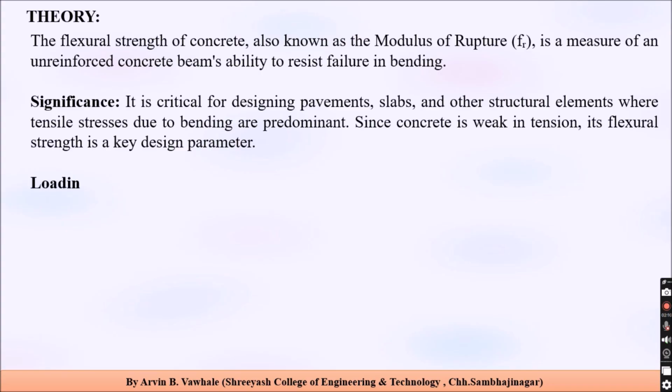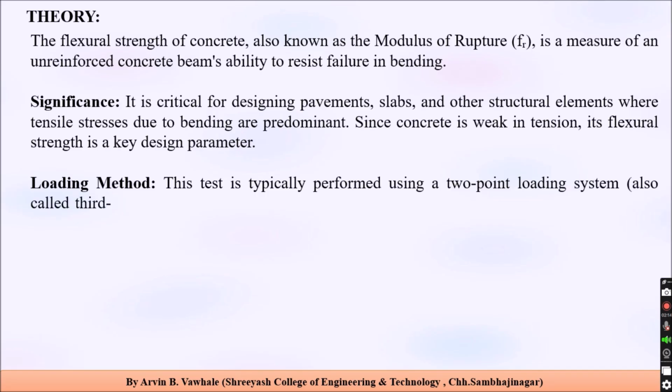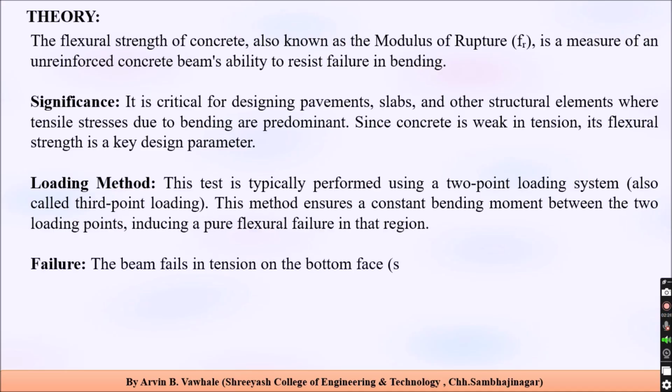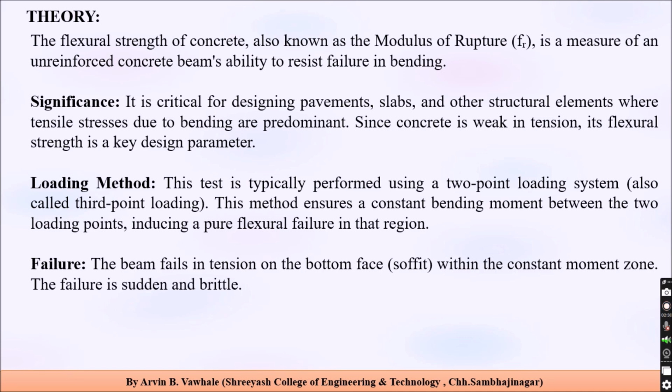Loading method: this test is typically performed using a 2-point loading system, also called third-point loading. This method ensures a constant bending moment between the two loading points, inducing a pure flexural failure in that region. Failure: the beam fails in tension on the bottom face, soffit, within the constant moment zone. The failure is sudden and brittle.